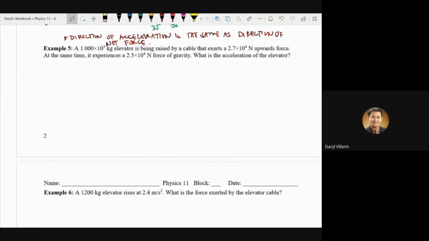So again, always start with the free body diagram. In this case, the free body diagram is of the elevator, so you're going to be checking the elevator.